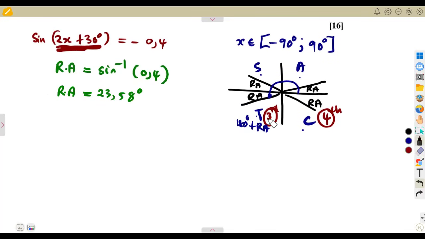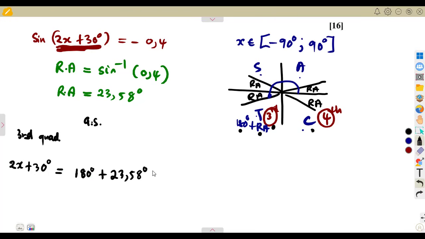All right. So let us start. Like I said, our solutions are going to be in the third and in the fourth quadrant. So we're going to start with the general solutions. All right. So in the third quadrant, our x, which is not just x this time, it is 2x plus 30. So 2x plus 30 degrees was supposed to be equal to, how do you take the solution in the third quadrant? It's 180 plus the reference angle. So it was going to be 180 degrees plus the reference angle, 23.58 degrees. This is where our sine is negative.